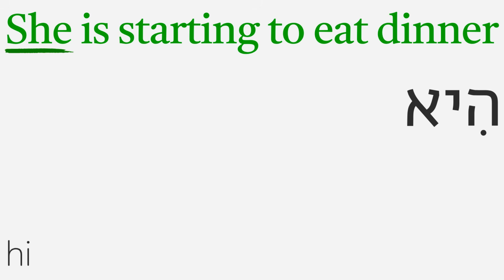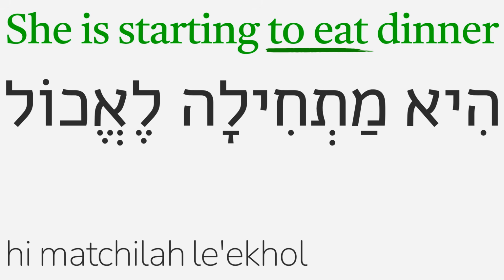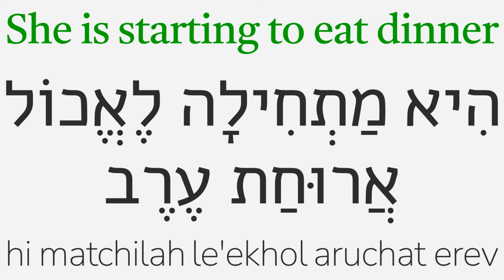Let's say she is starting to eat dinner. She is hi, a feminine singular subject that will need the feminine singular form of the Hiphil present tense, matchila, starts or is starting. Remember, these two English tenses are both the equivalent of Hebrew's one present tense. To eat is the kal infinitive le'echol, and dinner is aruchat erev. Hi matchila le'echol aruchat erev. She is starting to eat dinner. Hi matchila le'echol aruchat erev.